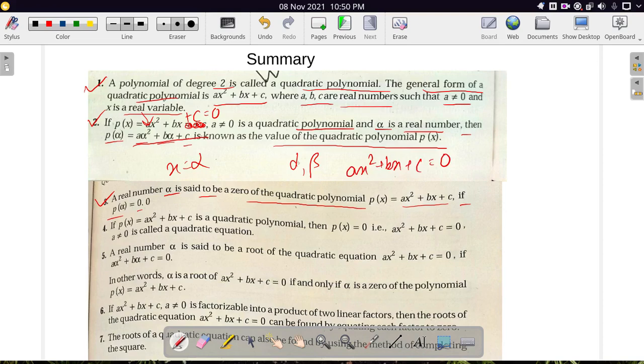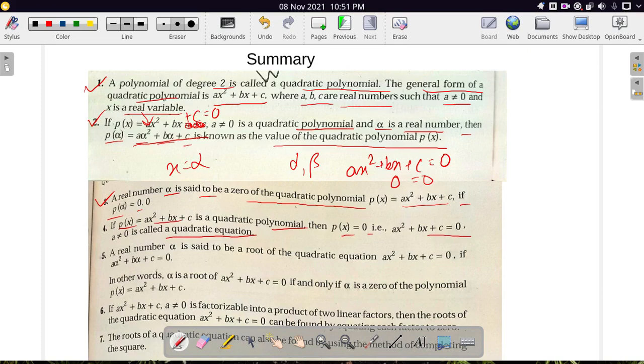So suppose alpha is 2. When we put the value of x as 2, if the left hand side is 0, then alpha is said to be a real root. If the numeric value of x satisfies the equation, then it's a real root. If p of x is a quadratic polynomial, then p of x is equal to 0, that is ax square plus bx plus c is equal to 0. This is called a quadratic equation.